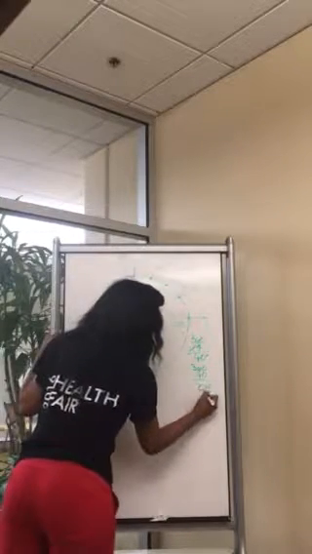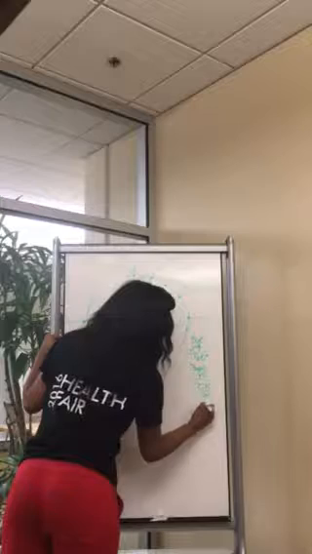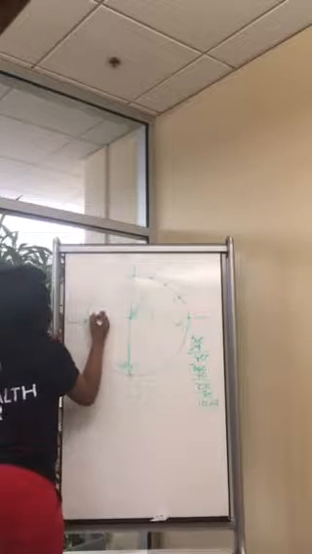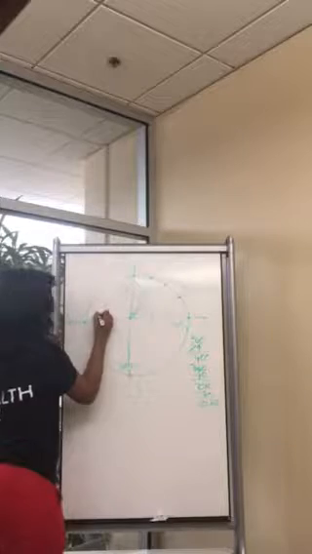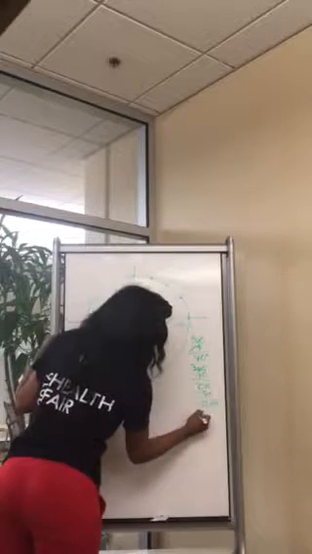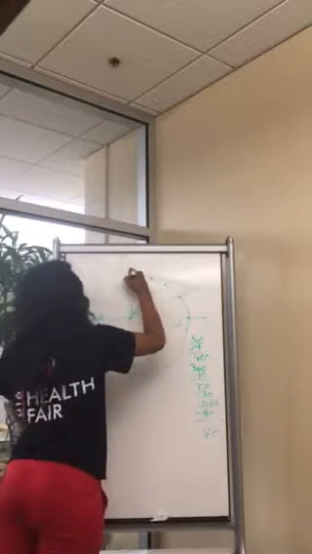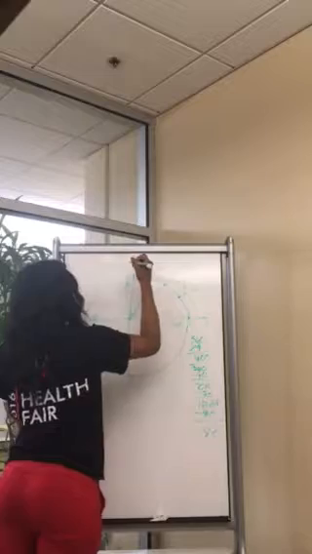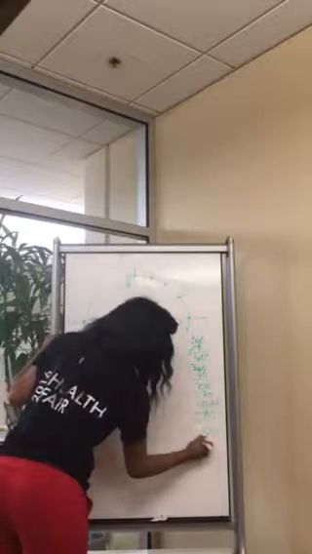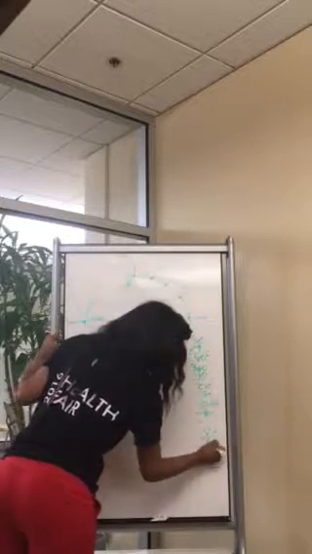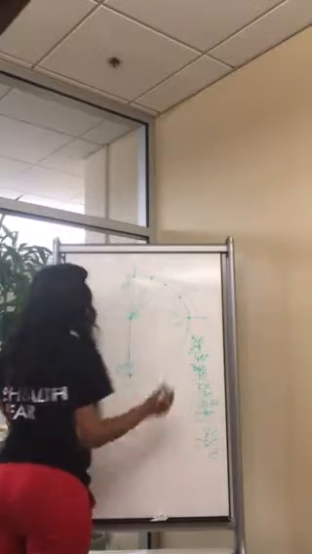Then we'll do 270 minus 90 to get 180, to get the degrees right here. Then we'll do 180 minus 90 to get 90, to get the degrees right here. And we'll get 90 minus 90 to get 0, to get the degrees right here.